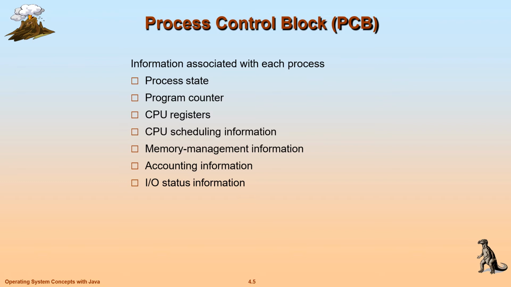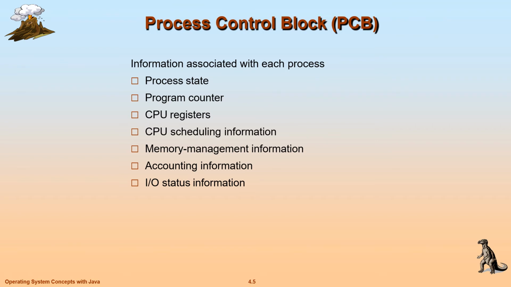Next, what is accounting information? This information includes the amount of CPU and real time used. For each process, how much time the CPU used, time limits, and process numbers. All this information is maintained here in accounting information.